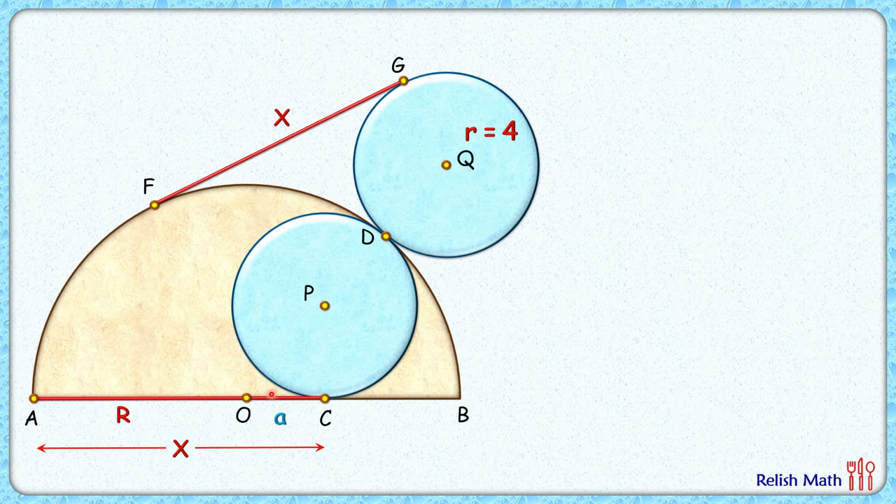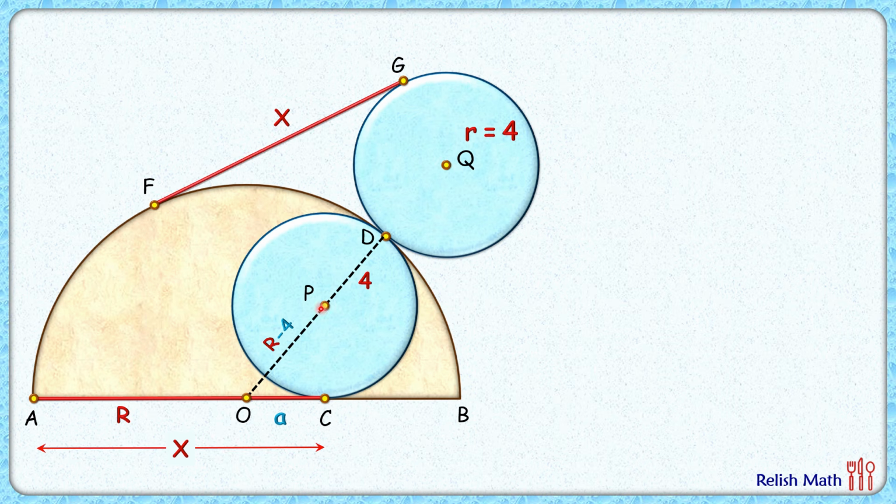Now we know by theorem that if two circles are touching each other, in this case the blue circle and the brown semicircle touching at point D, then the point of contact and the centers all three lie in a straight line. Now PD is the radius of the blue circle, given as 4 centimeter. OP length will be OD, which is the radius of the brown semicircle, capital R, minus 4. So OP length will be R minus 4.